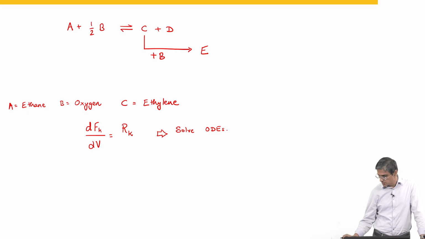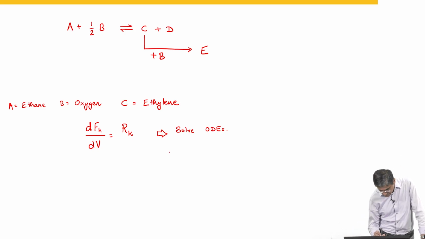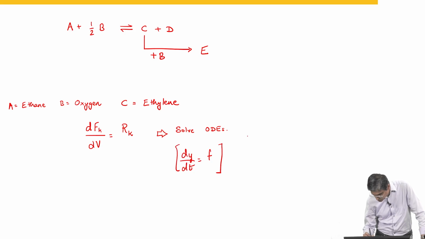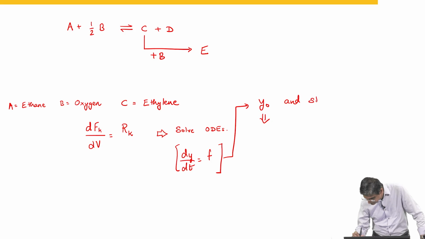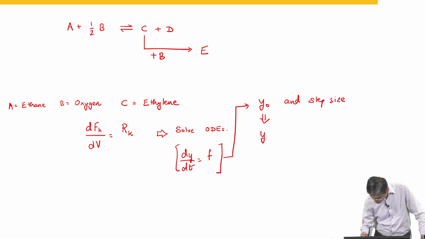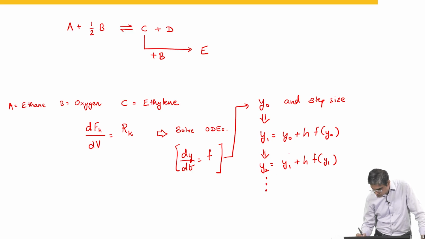Okay, Euler's method is something that even in 11th and 12th you might probably have been aware of, which basically means that if you have dy by dt equal to f and you start with y naught, you will take a step size h, then y1 is just going to be y naught plus h multiplied by f of y naught. y2 is nothing but y1 plus h multiplied by f of y1, and so on. This is your Euler's method.